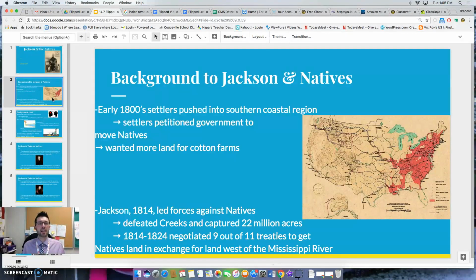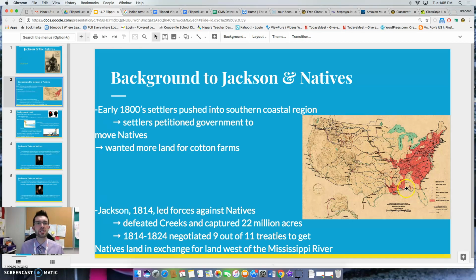Before we actually get into Jackson and the U.S. government's relationship with the natives during the 1830s and on, let's first talk a little bit about the background to Jackson and the natives. First off, in the early 1800s, settlers were starting to push more and more into the southern coastal region. As this map right here shows, the reddish color is where people were living, and the other color is where there was not a lot of settlement. There were a lot of settlers starting to push from this section down into here.